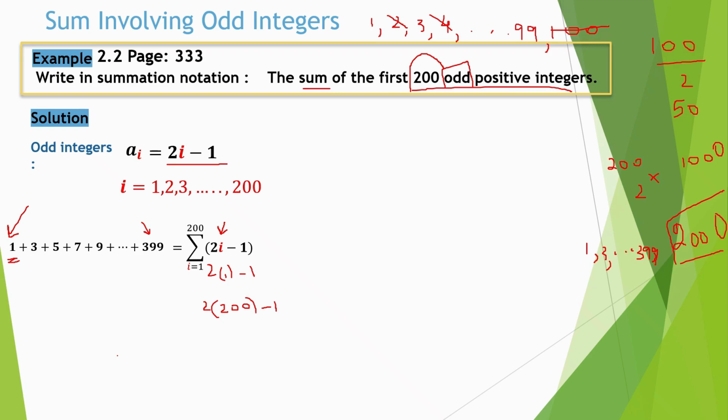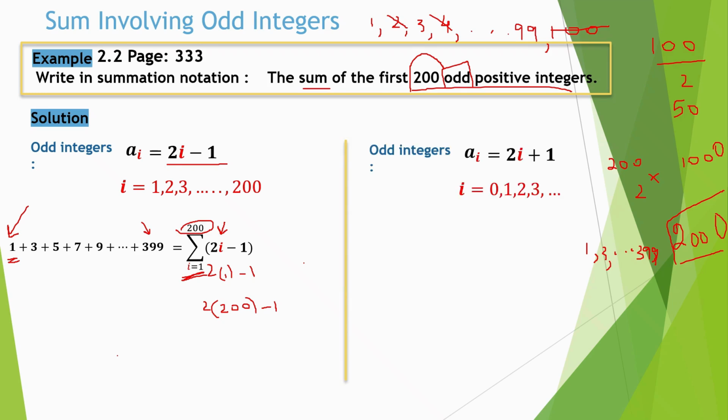So if your expression is 2i minus 1, you should start with the value 1 up to 200. Are you following? Now let's see if the expression is written as 2i plus 1, what happens? Here also the i value ranges, but not from 1 to 200. It starts from 0 up to 199. You can check here.